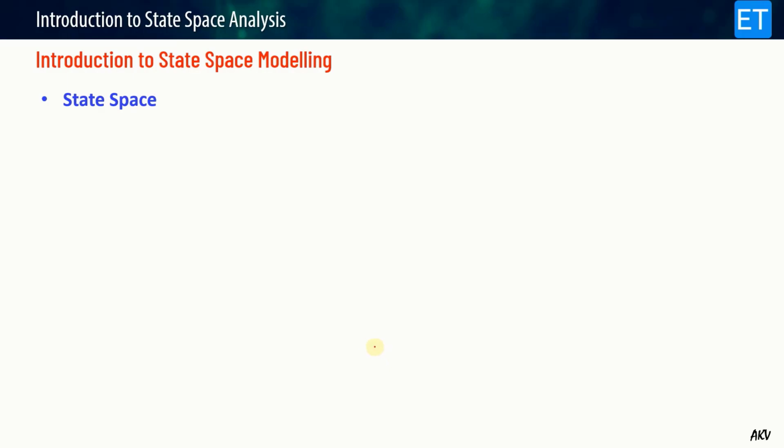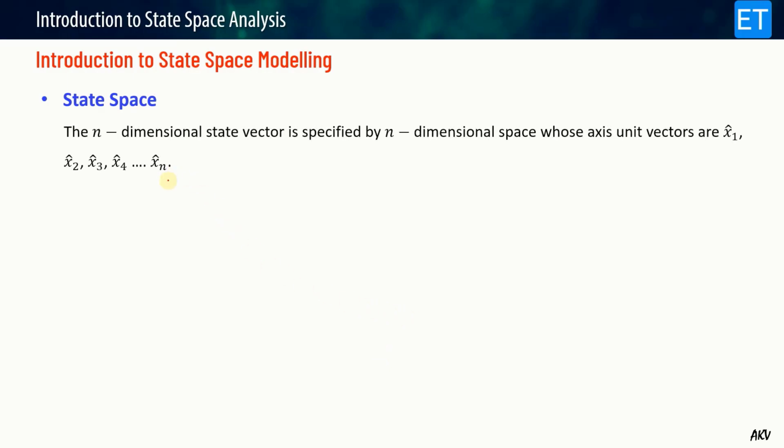And now let's see what the state space is. The n-dimensional state vector will create the n-dimensional state space, in which it can be represented.